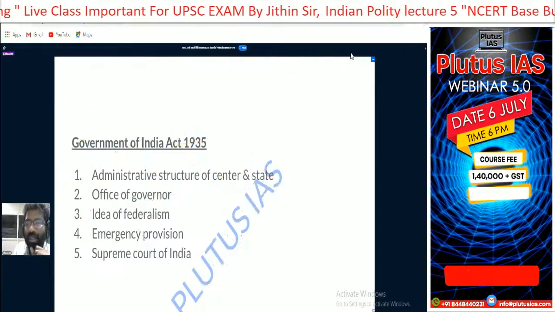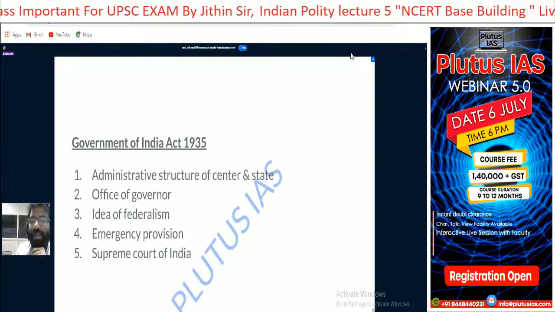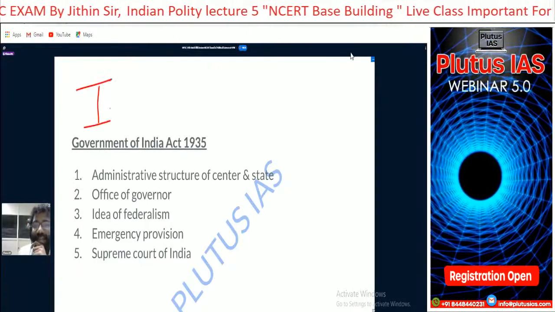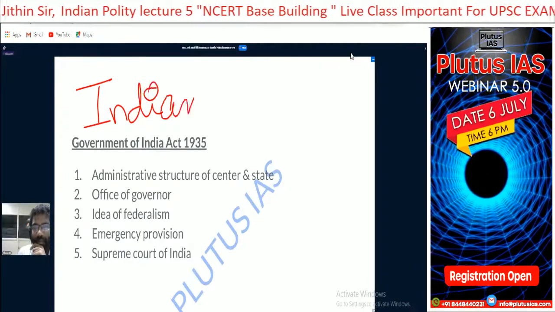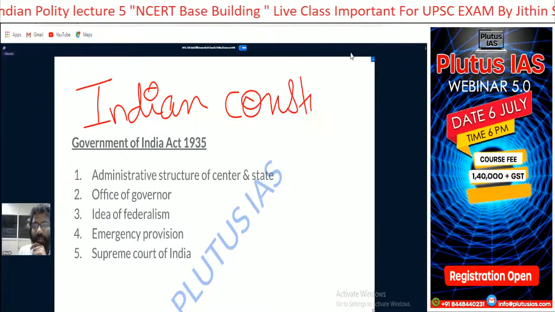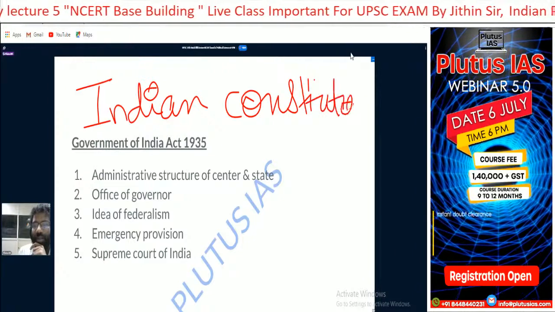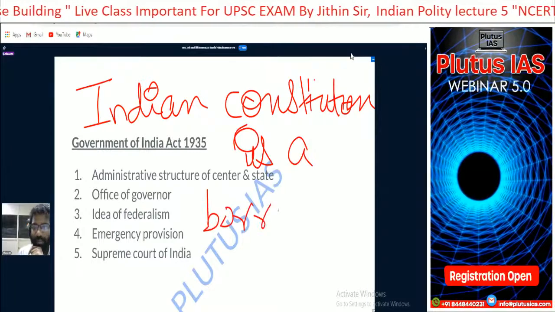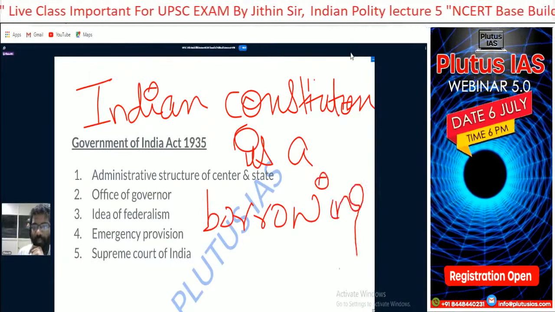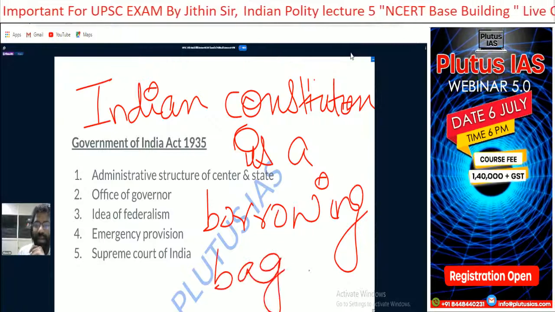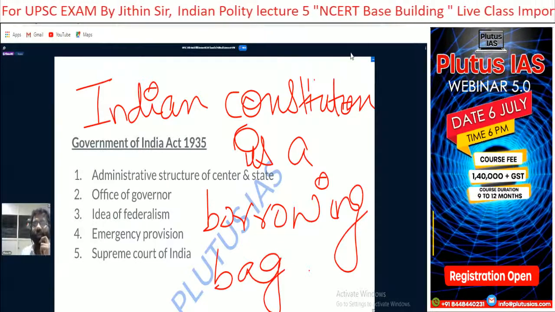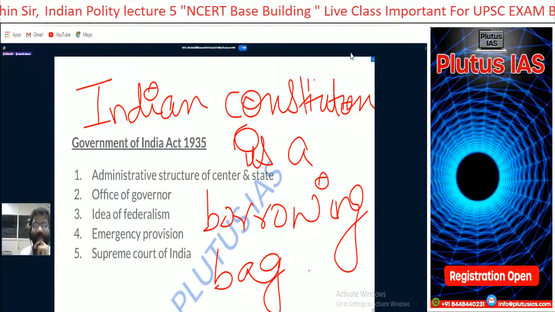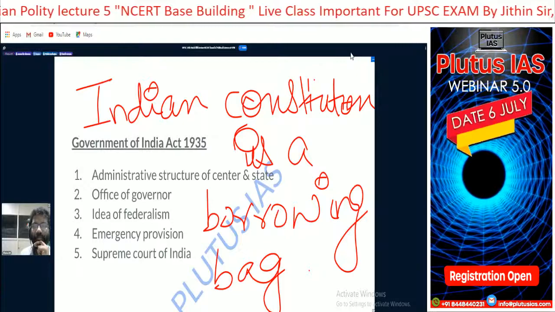Now we will learn a very interesting topic. We will learn an interesting topic in the next few classes. The topic is the Indian Constitution. Indian Constitution is a borrowing bag. What is it? What did I say? Indian Constitution is a borrowing bag.